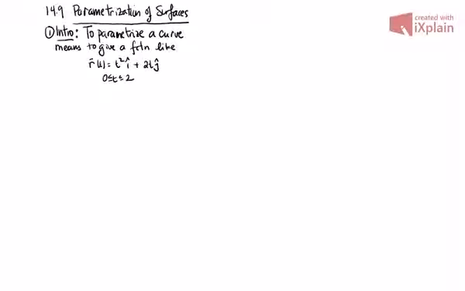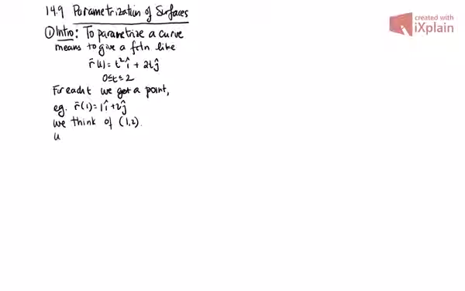What happens is that for each t we plug in, we get a vector. We think of the vector as a point, and we plot all the points. So for each t, we get a point. For example, r of 1 is 1i plus 2j. We think of these as points, we think of (1, 2), we plot it, and all the points together give a curve.